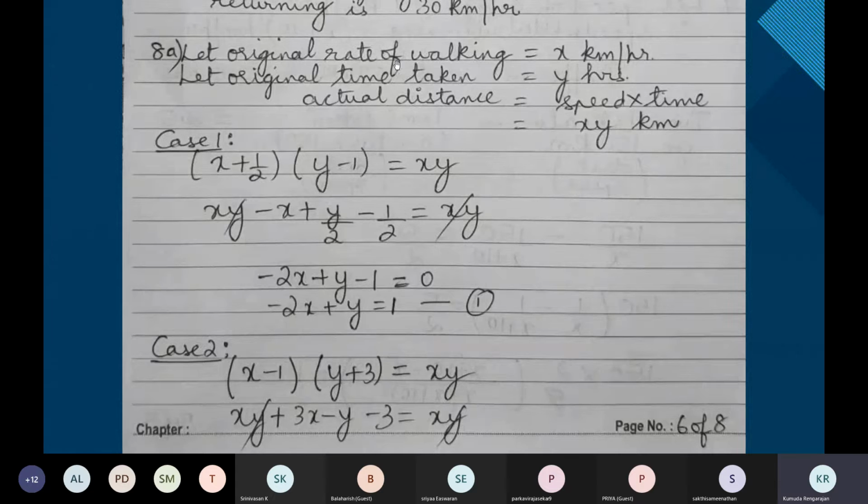We are assuming the rate of walking, that is the speed, is x kilometers per hour, and the original time taken as y hours. This we understood. We also understood why we should take speed and time as x and y.